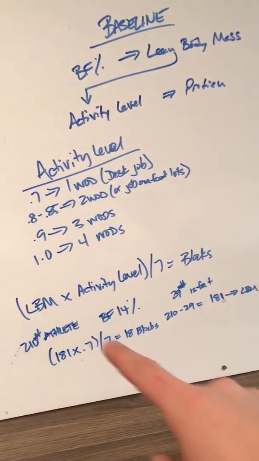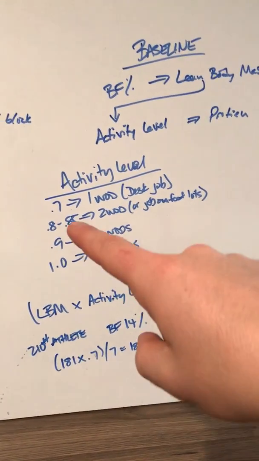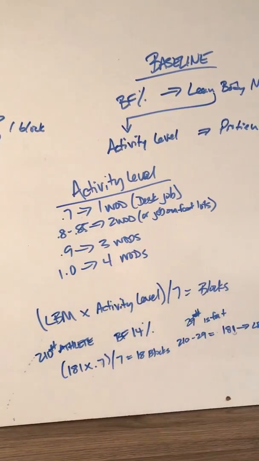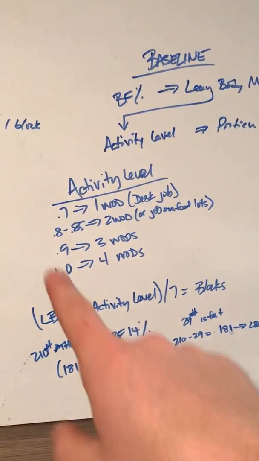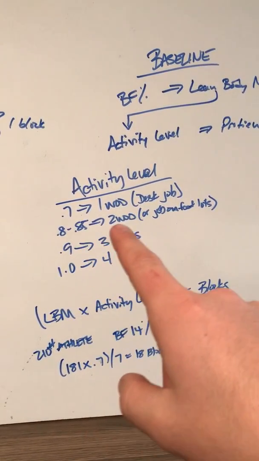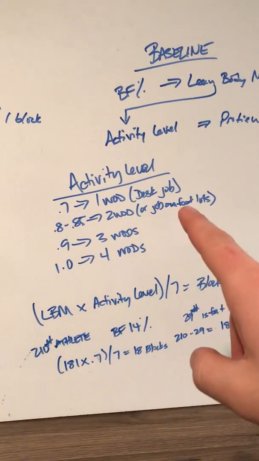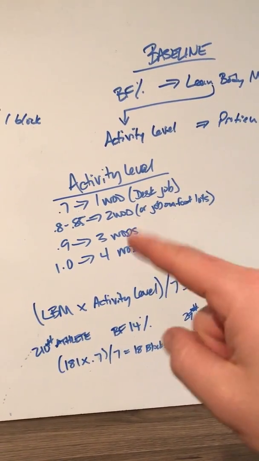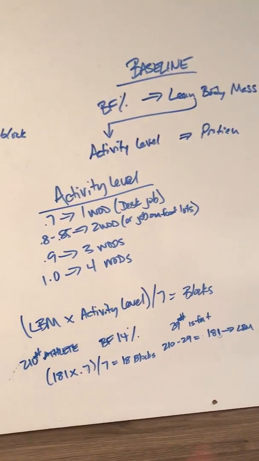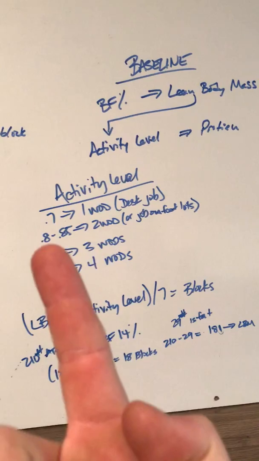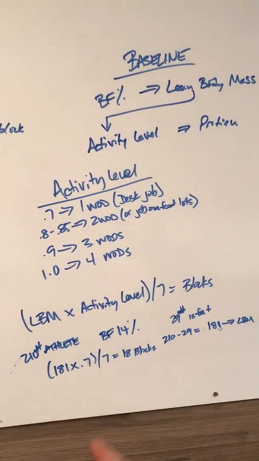All right, well, we found out the lean body mass up here. So now we just need to figure out his activity level. 0.7 could be the person who does 1 workout a day, and let's say they just sit at a desk. 0.8 to 0.85 is 2 workouts a day, or maybe they're the person that just does 1 workout a day, but they're on their feet a lot for their job. They're a nurse, they work construction, they're moving nonstop, something like that. That would be considered a 0.8 to a 0.85, right? They can still do 1 workout a day, but the rest of their day is pretty busy.